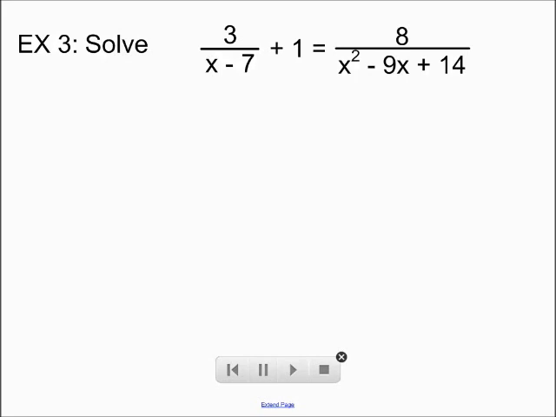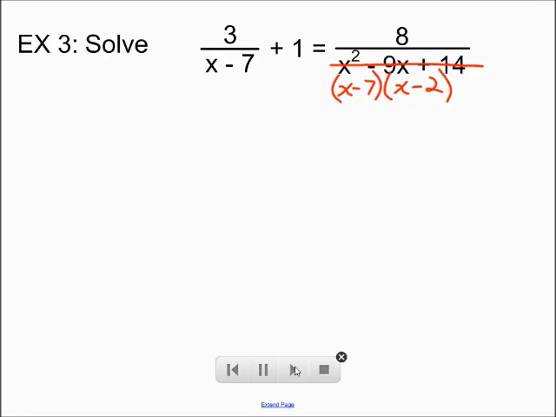All right, let's do this again. Again, because we have this addition over here, we can't just do cross products. So what I'm going to do is look to multiply everything by the least common multiple of the denominators. That's going to be easiest, though, if we first factor this quadratic trinomial over here. Negative 7 times negative 2 is positive 14, and negative 7 plus negative 2 is negative 9. So now it's going to be easier to identify the least common denominator, or the least common multiple here.